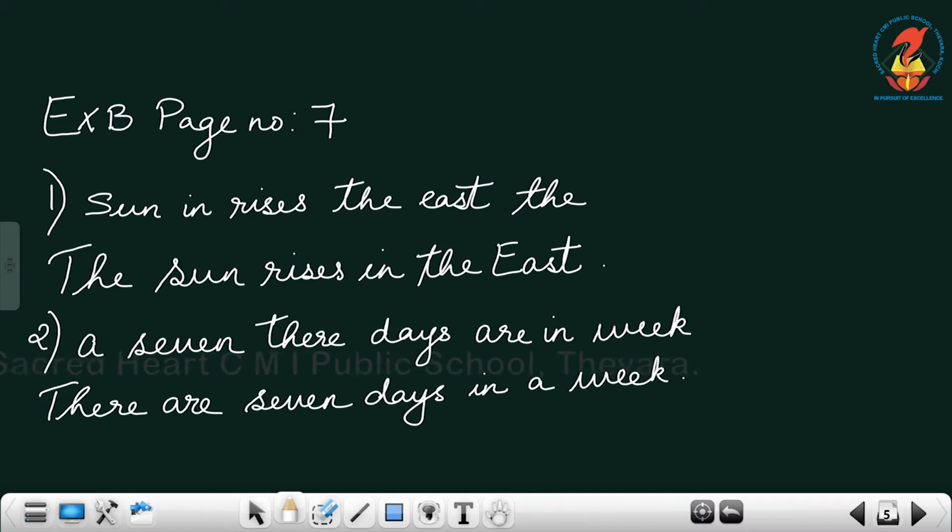Alright, again that does not make much sense, but we rearrange it, then we write it like this. A sentence always begins with a capital letter, so we begin with a capital T, and we write the sun rises in the east. East, capital letter. And we put a full stop at the end of the sentence.